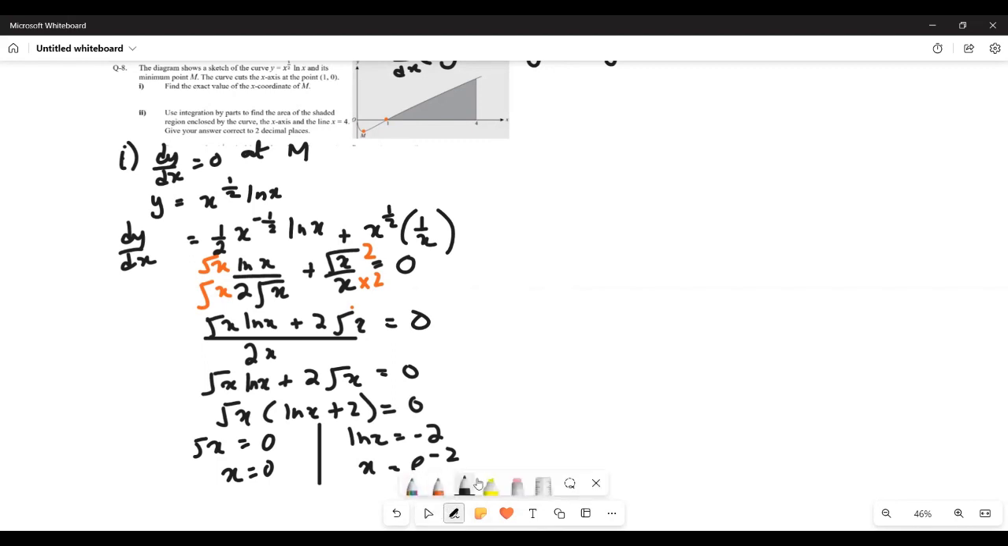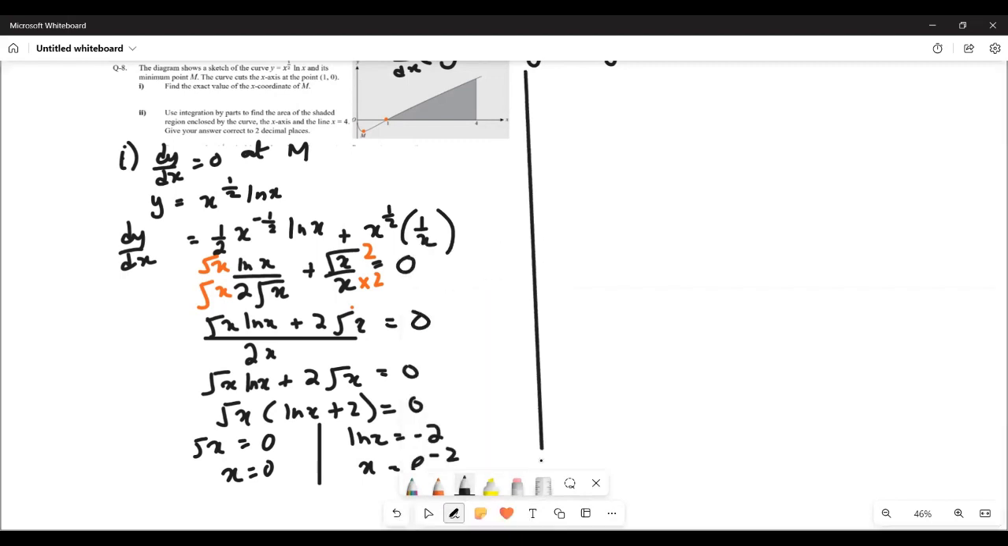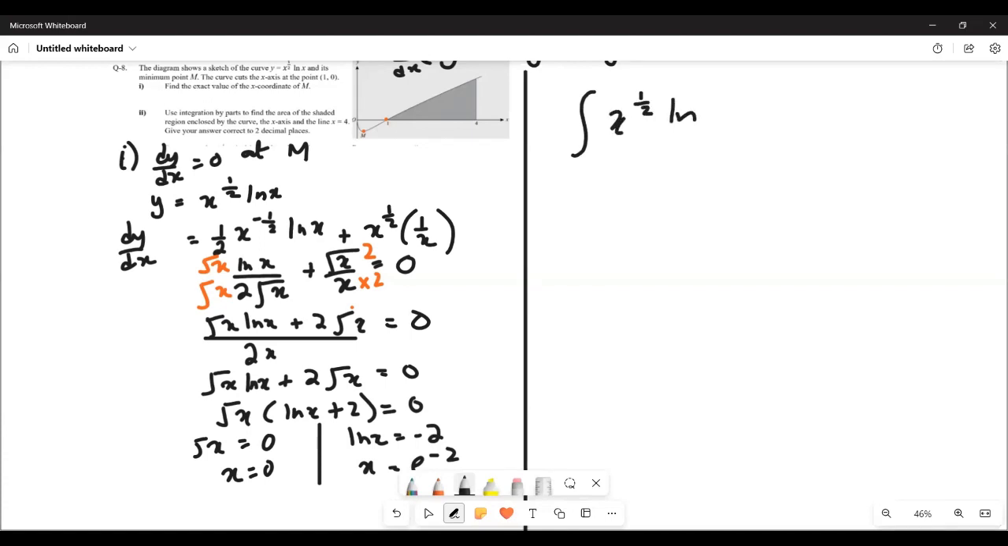Okay, part 2. Part 2 says use integration by parts to find the area of the shaded region enclosed by the curve, the x-axis and the line x equals 4. So we have to integrate the curve, which is x power half ln x dx. The upper limit of x in the shaded region is 4 and the lower limit is 1. So we have to solve this.